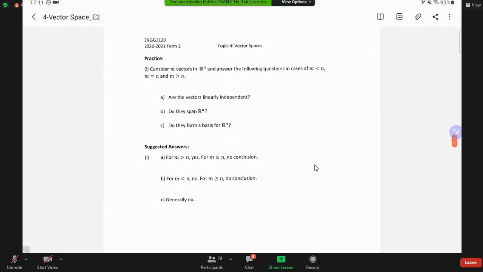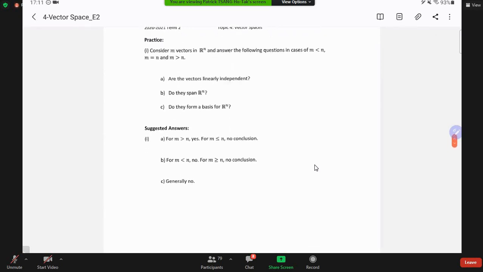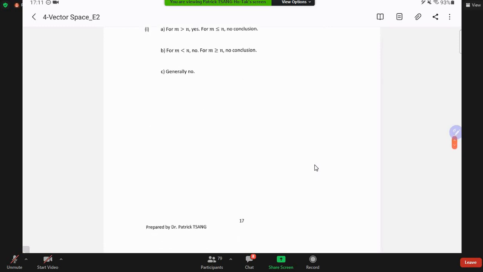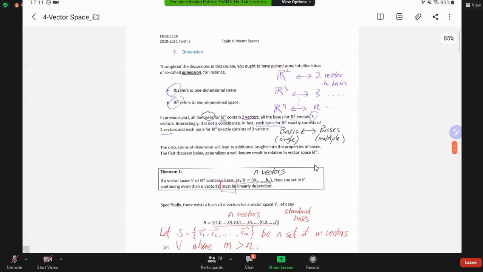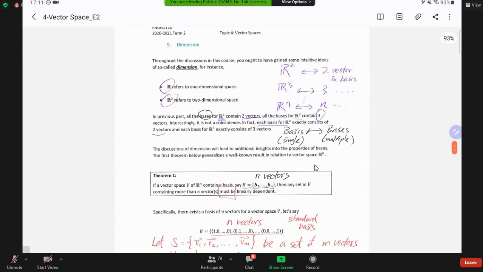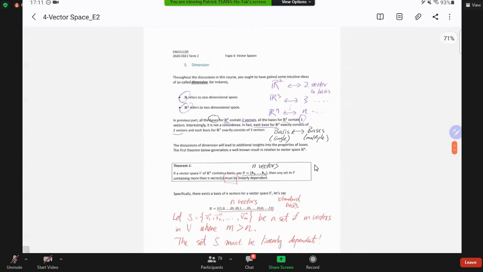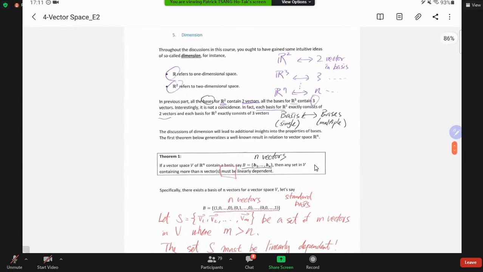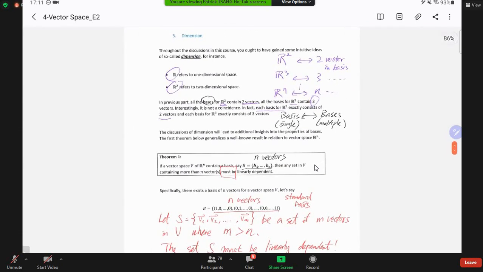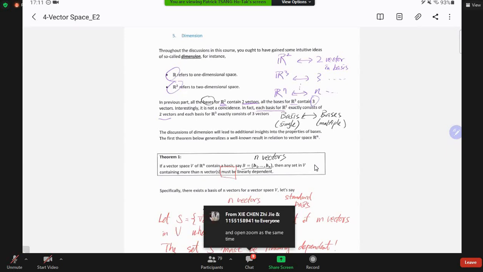Oh, so on this page, this is only a practice question, so not much particular information over there. So the next page, again, it contains quite a number of information here. And now we move to the dimension, right? The section 5 of this material.